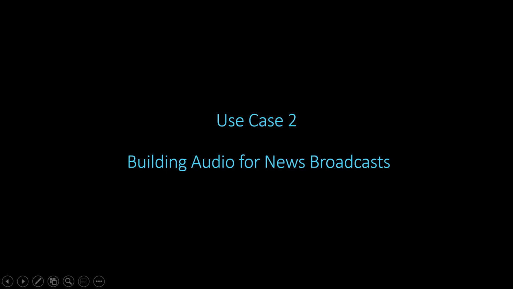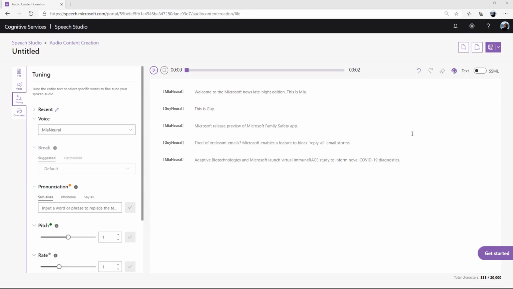Building audio for news broadcasts. It can be difficult to generate audio versions of the daily news in a timely manner. Audio content creation helps tackle this challenge. News broadcasts have to deal with proper names, places, and events that have specific or unique pronunciations. The audio content creation tool helps you tailor voice output to ensure that these names are reported and read aloud in a precise way. Now let's build a short news broadcast.